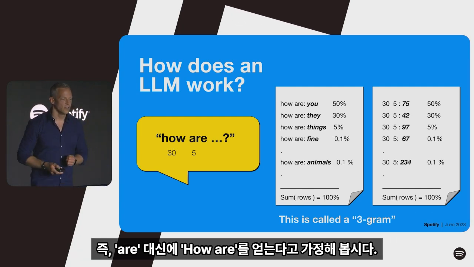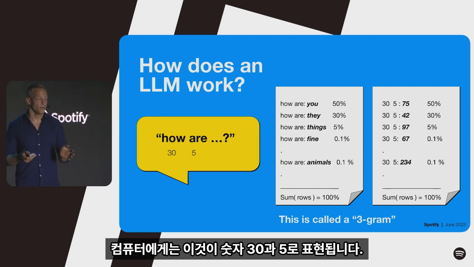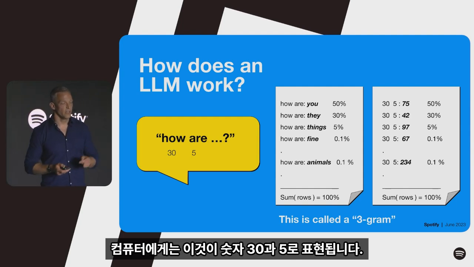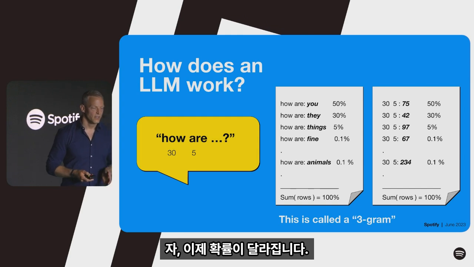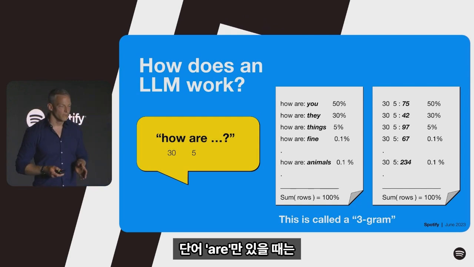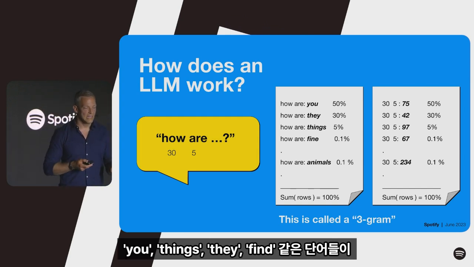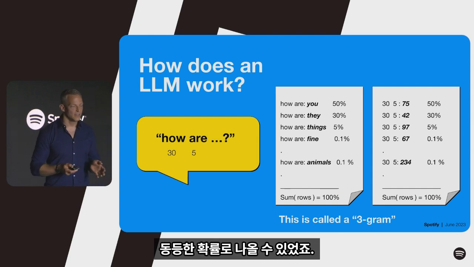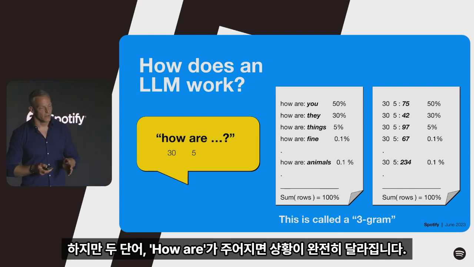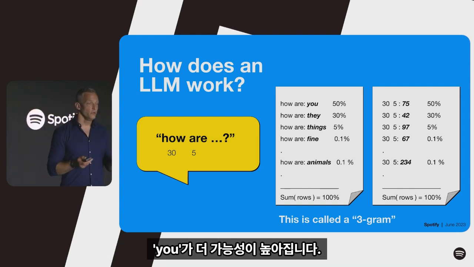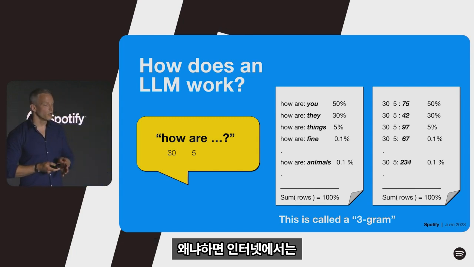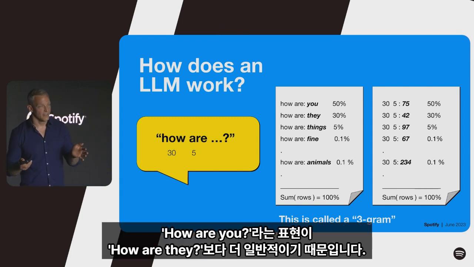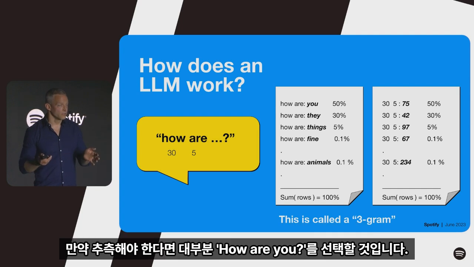So instead of "are," we get "how are," which to the computer, again, is the numbers 30 and 5. Well, now the percentages change. For you as a human, when you just had the word "are," there were "you," "things," "they," "fine," all equally likely. But when you get two words, "how are," all of a sudden, "you" is probably more likely. Maybe it's 50% likely now, because it's more common to say "how are you" on the internet than "how are they," for example. So if you had to guess, you'd probably go with "how are you."